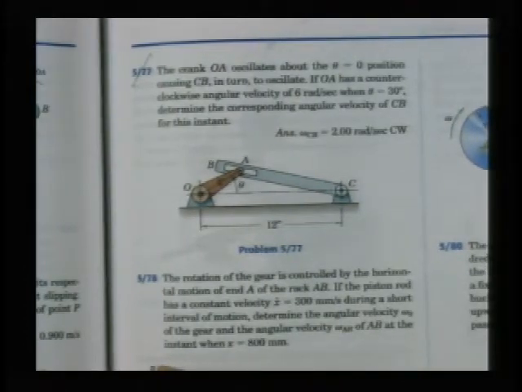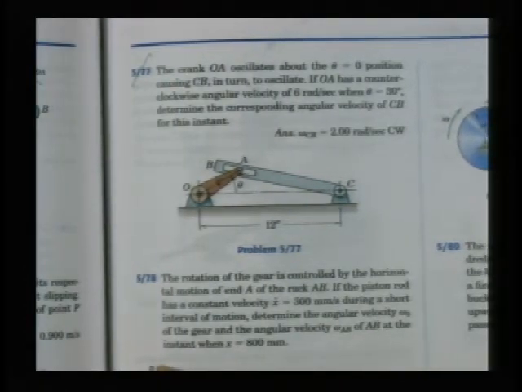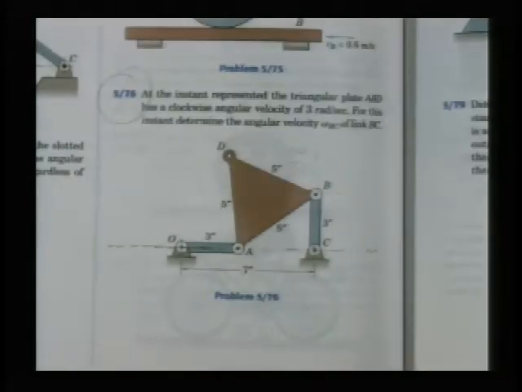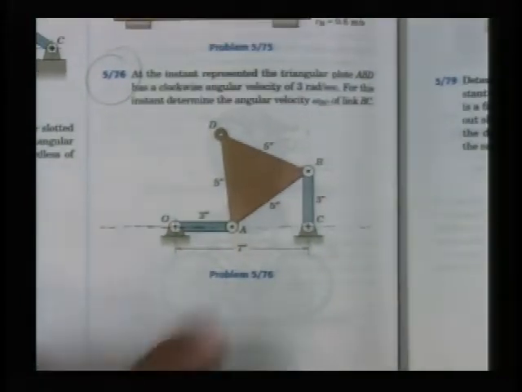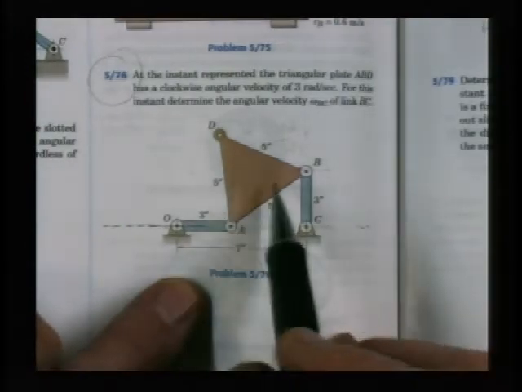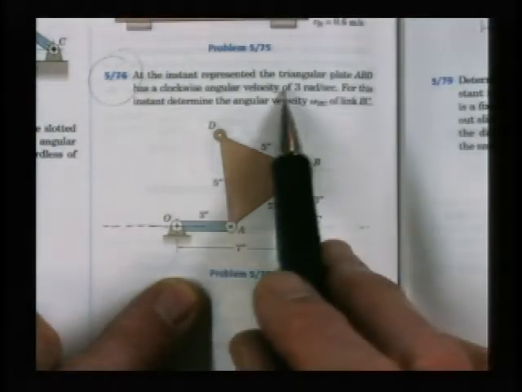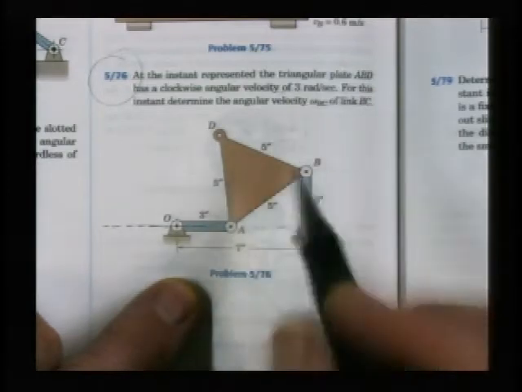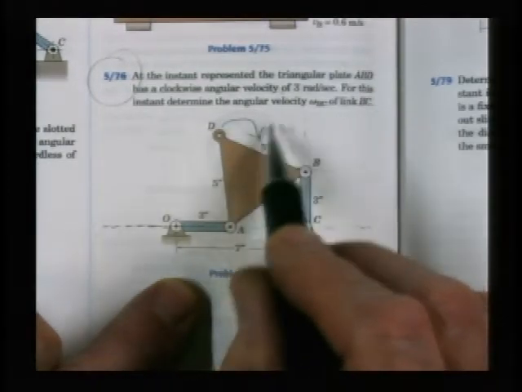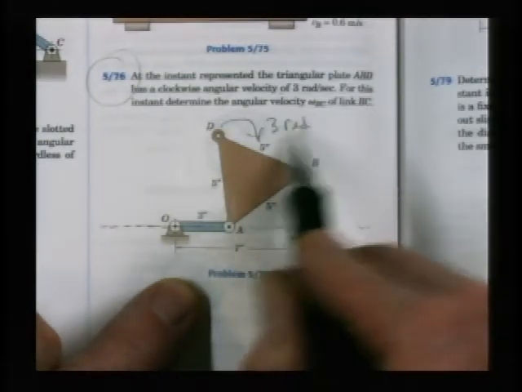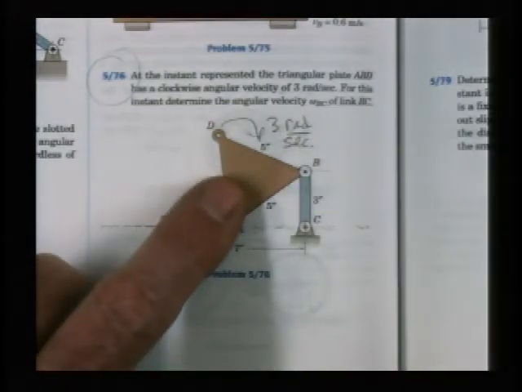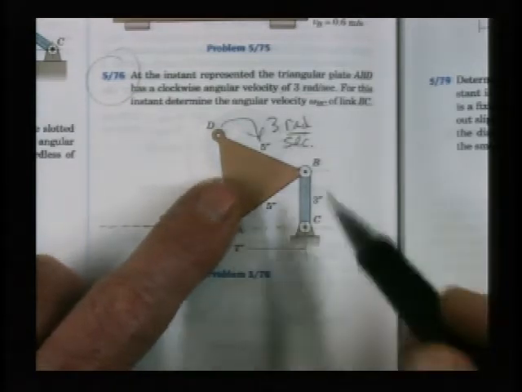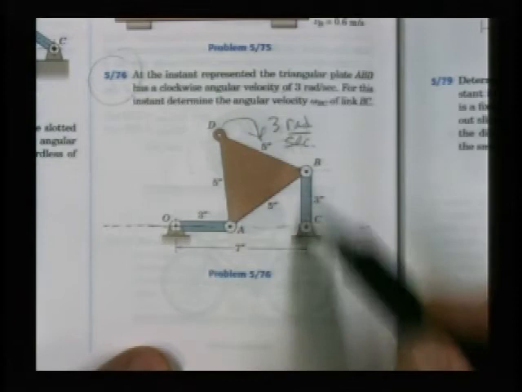Let's back up a little further. Look at this one in the book. This problem gives us the triangular plate's angular velocity as 3 radians per second clockwise for the colored plate. For that instant, determine the angular velocity of member BC over here.